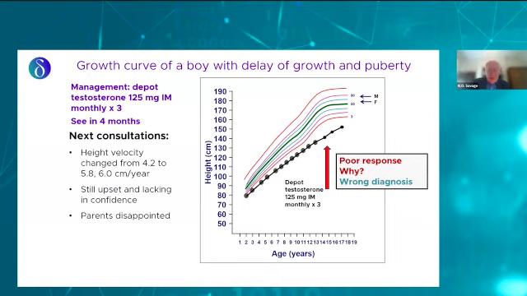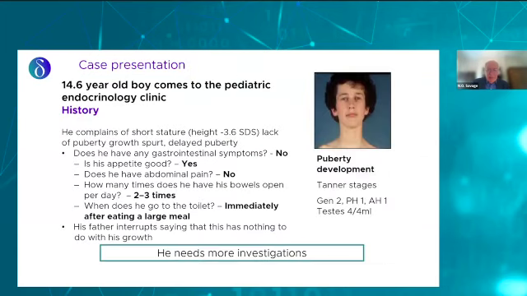So let's look again at what should have been done. Does he have any gastrointestinal symptoms? No. But you don't move on then to the other systems. You probe and you ask direct questions. And this is a clinical skill. Is his appetite good? Yes. Does he have abdominal pain? No. How many times does he have his bowels open a day? 2 to 3 times. Now you think to yourself, that doesn't sound quite normal to me.